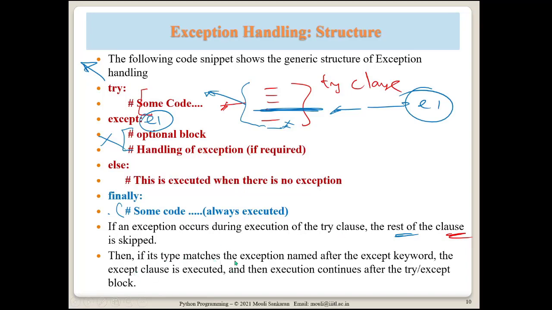Then if its type matches, suppose you have put a handler for that exception, the exception named after the except keyword, the except clause is executed, and then the execution continues after the try except block. So the exception will be handled, and then if finally is there, it will be handled. If you do not put a finally at all, then it will go down and start executing the remaining things.